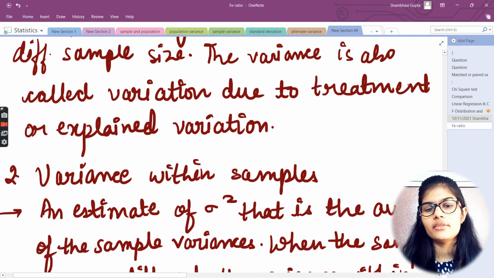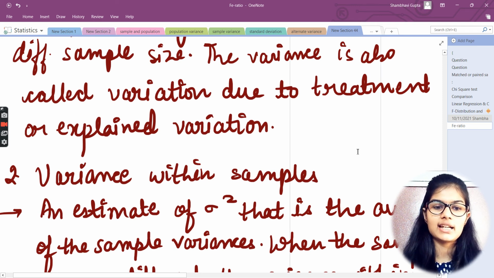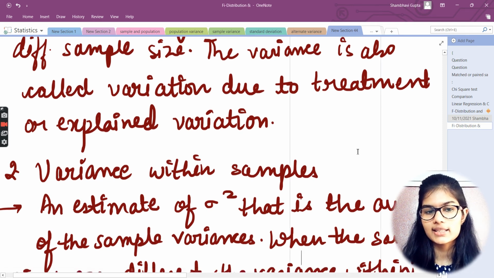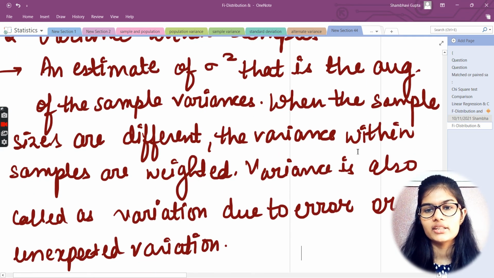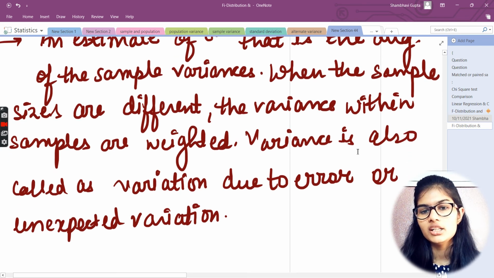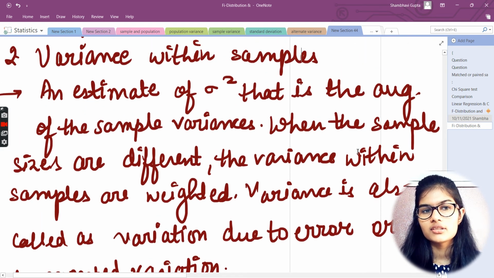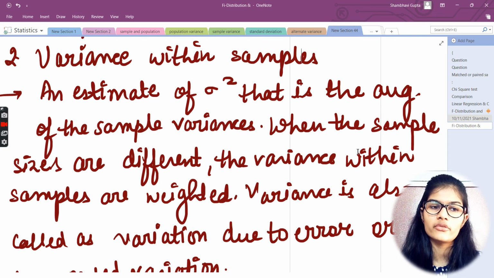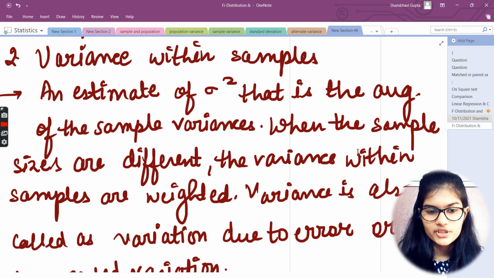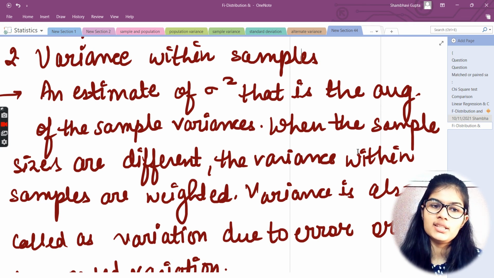So in the variation within the samples, it is an estimate of sigma square, that is the average of the sample variances, and when the sample sizes are different the variances within the samples are weighted. So the variance is also called variation due to error or unexpected variation. This is what variance within samples actually means. These were the two estimates for finding the F ratio: variance between samples, and the second one, variance within samples, right?